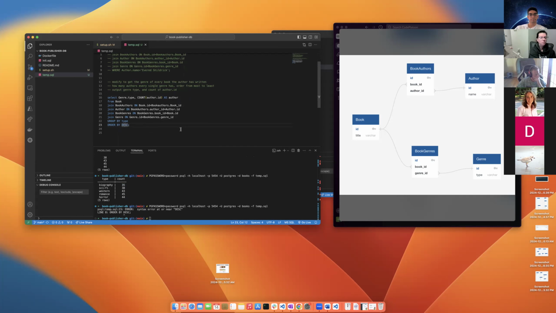Is that... So you have to specify which column you're going to order by. Oh, yeah. Order by would be the genre type. I think you'd probably want to count. Order by the count of author ID.